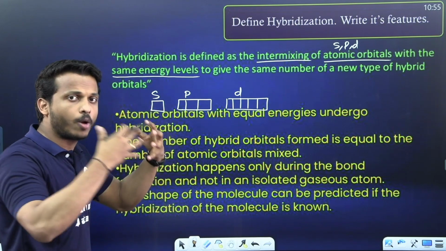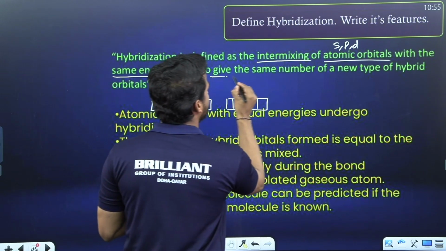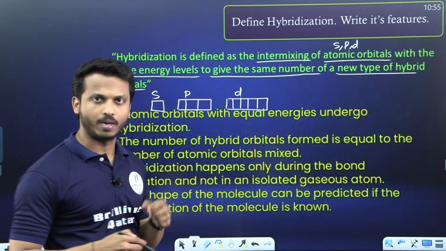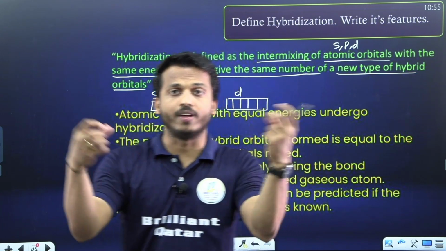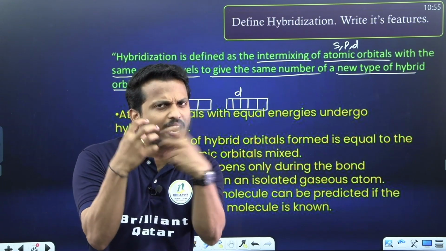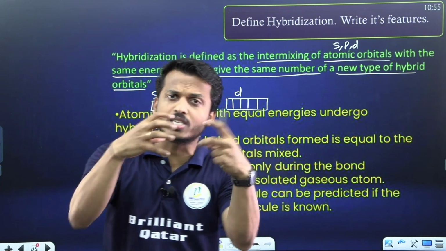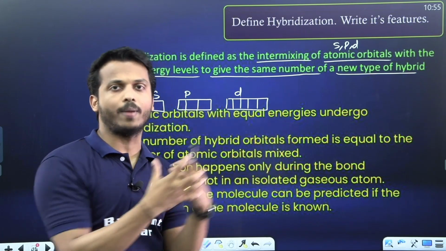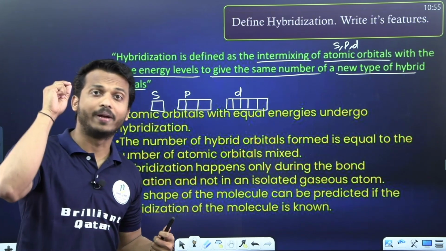So those atomic orbitals having almost the same energy, while mixing, will give the same number of new types of orbitals, called hybrid orbitals. So simply we can say hybridization is a process of intermixing of atomic orbitals having almost similar energy, with only a slight difference. There should not be a large difference in energy. Atomic orbitals having almost similar energy, while mixing, give an equal number of new orbitals. They are called hybrid orbitals. This process is called hybridization.